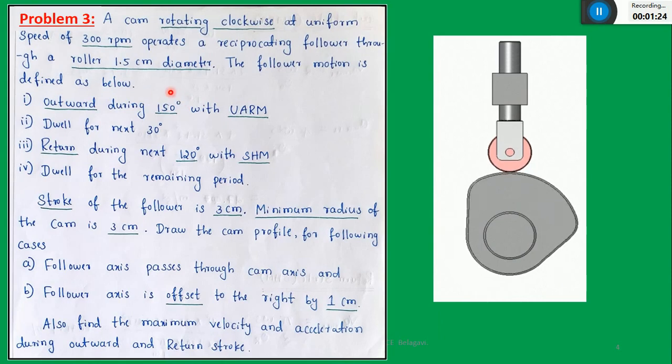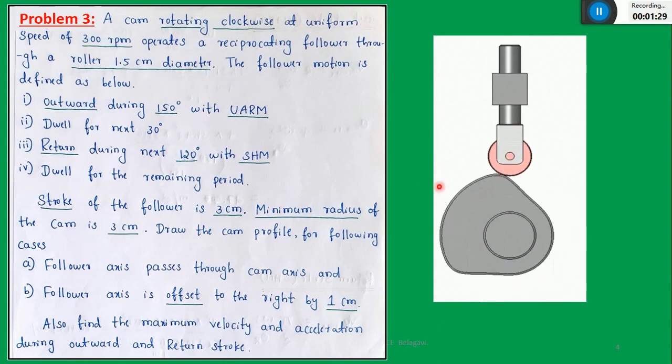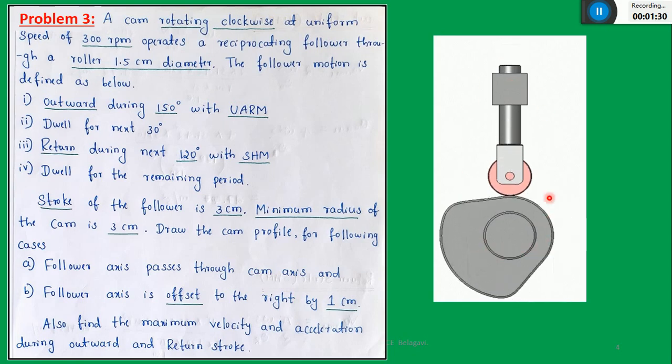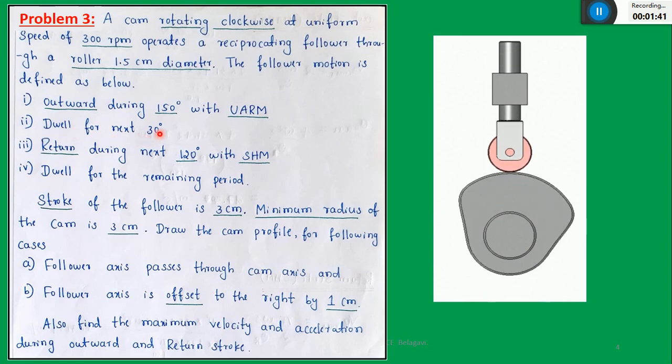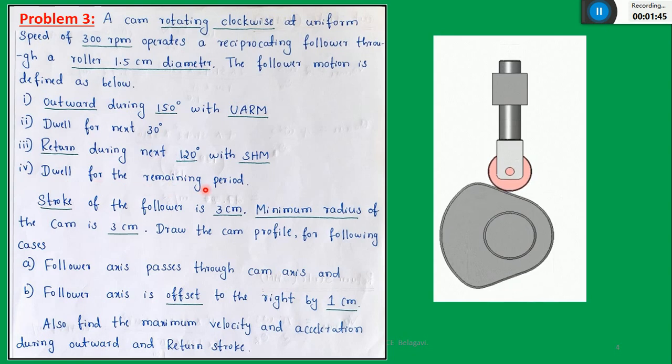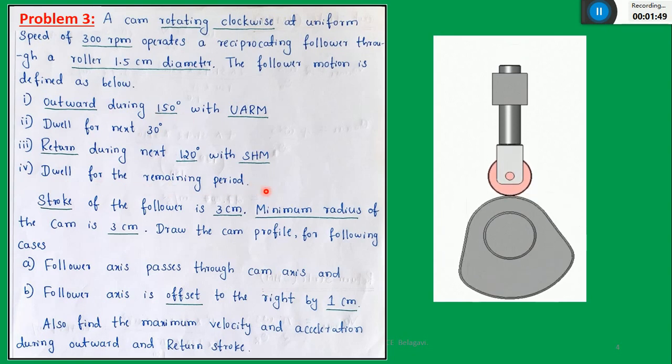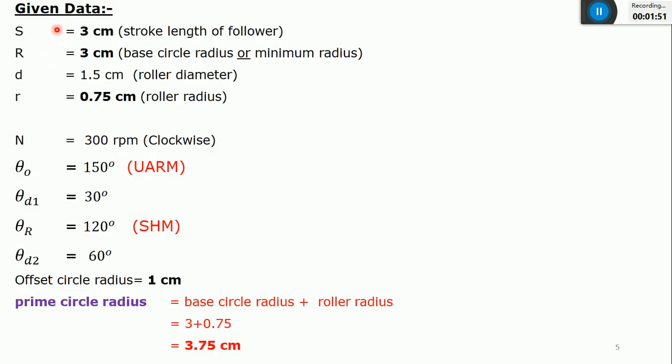So this was the problem which was discussed in the previous class. You can see this is a roller type of cam follower, and these are the four angles: outward stroke with 150 degrees, dwell for the next 30 degrees, return for the next 120, and dwell for the remaining period, that is nothing but 60 degrees. So these are the given things, and I have noted down all these things.